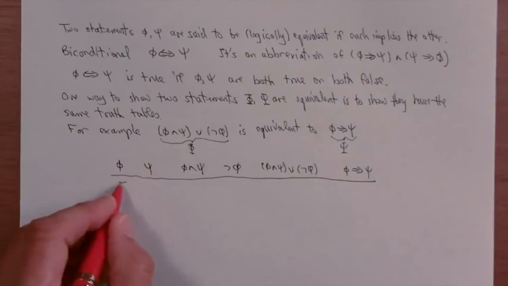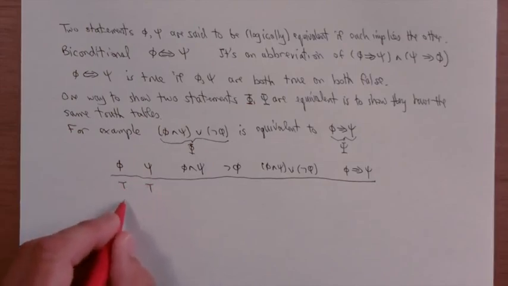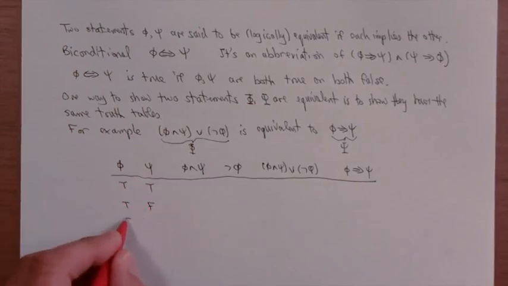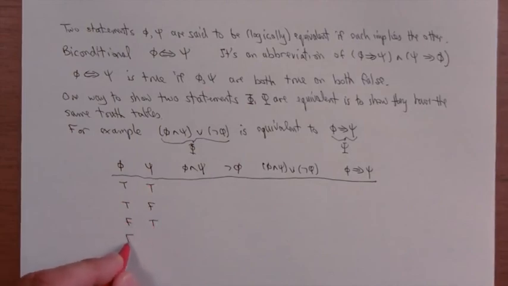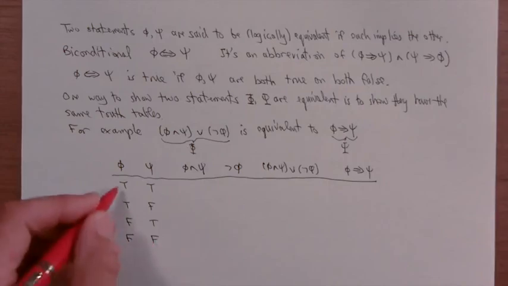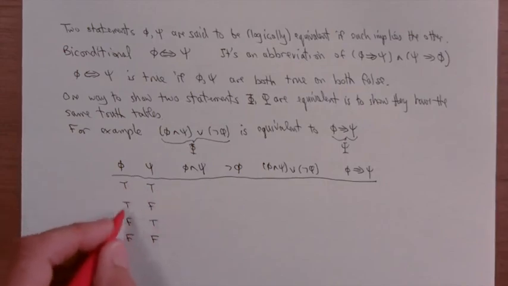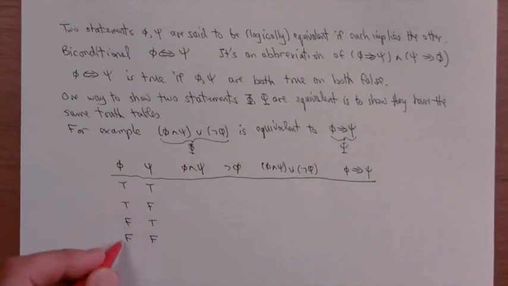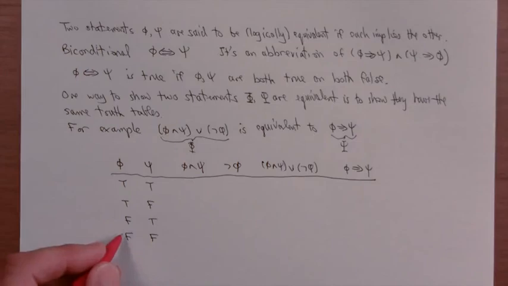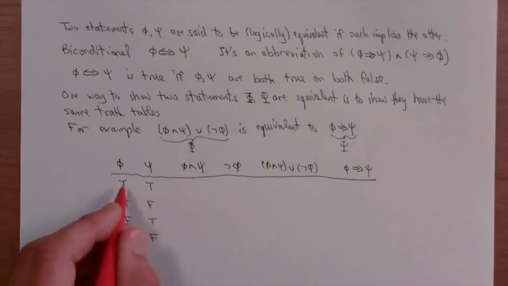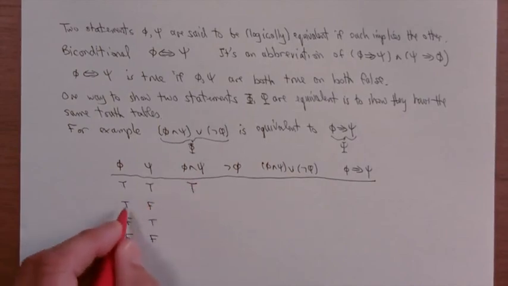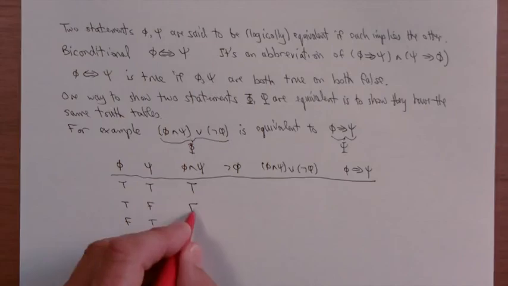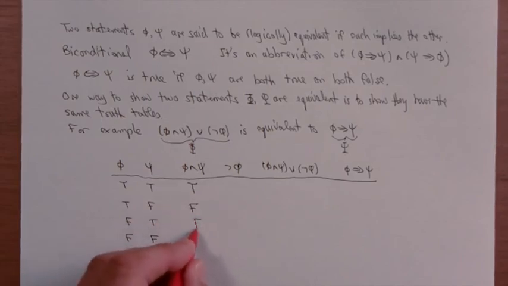Okay, as usual, we start with the four combinations: TT, TF, FT, FF. By the way, it doesn't matter which order you write these in, so long as you get all four possible combinations. The way I've written it is the way that most mathematicians write it. Conjunction. Conjunction is true if the two conjuncts are true. T gives T. Here there's an F, so you're going to get an F. Here there's an F, so you're going to get an F. We have two F's, so you're going to get an F.